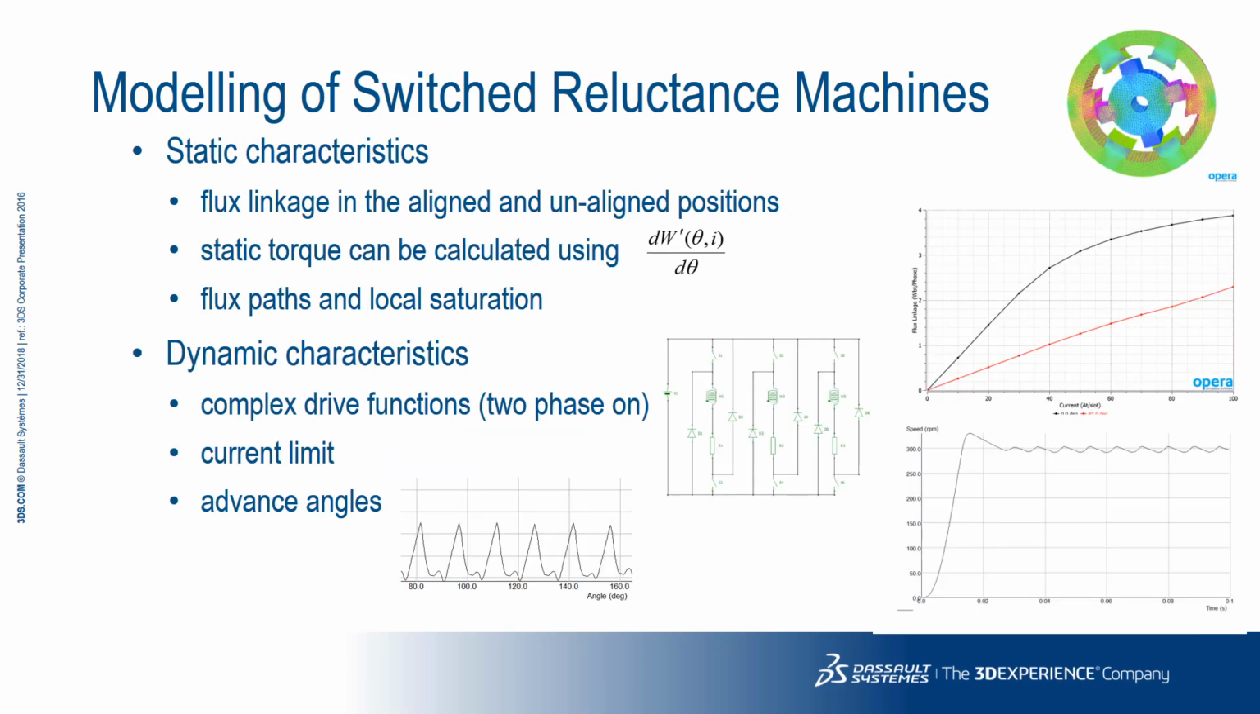Machine characterization starts by looking at the static performance of the machine. Flux linkages in the aligned and unaligned position can be used to accurately predict the torque produced by the SRM. The SRM works for most of the time in the saturated region, so an investigation of the flux paths and saturation hotspots for different rotor positions is also a required step in the machine evaluation.